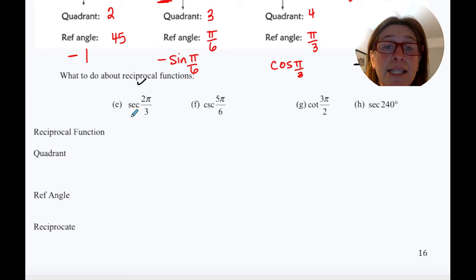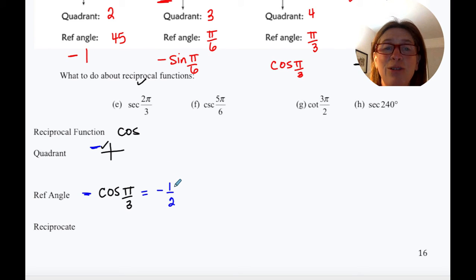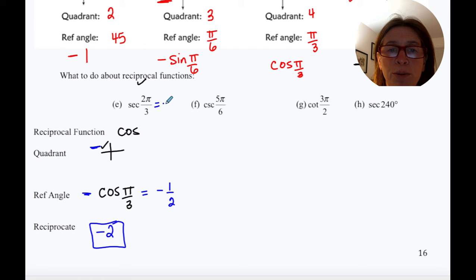So for example, secant 2 pi over 3, I'm going to first identify the quadrant, which is quadrant 2. All right, its reciprocal function is cosine. So that means that I'm going to find the cosine. The reference angle is pi over 3, so I'm going to find a cosine of pi over 3. I have to remember cosine is x, and in quadrant 2, cosine would be negative. So I want a negative cosine of pi over 3. So the cosine of pi over 3 is 1/2, so it would be -1/2. But I was not looking for cosine, I was looking for secant, so I have to reciprocate it, which means flip. So my answer would be -2. So the secant of 2 pi over 3 would be -2.